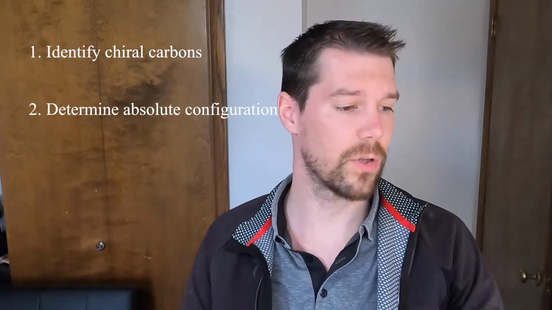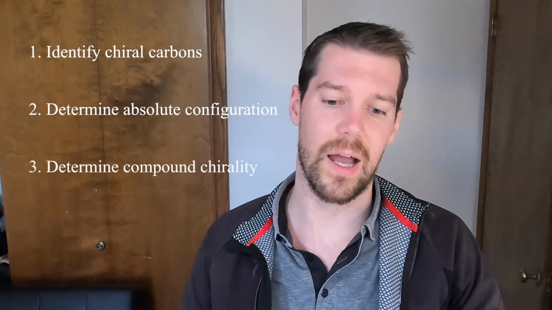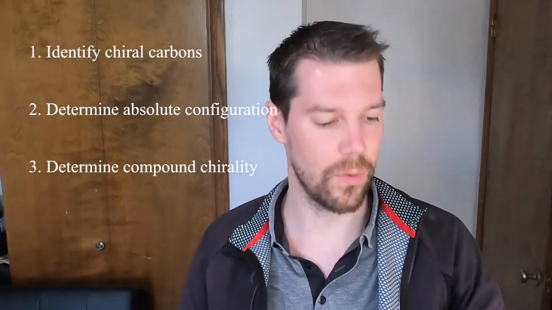First thing we're going to do: I pulled 5 compounds out, 5 problems that we'll solve here. We're going to identify chiral carbons, and we will determine the absolute configuration of those carbons, and we will determine if the compound itself is chiral. So let's get started.